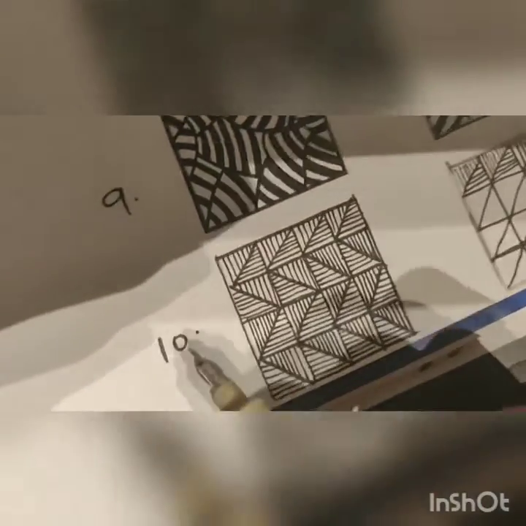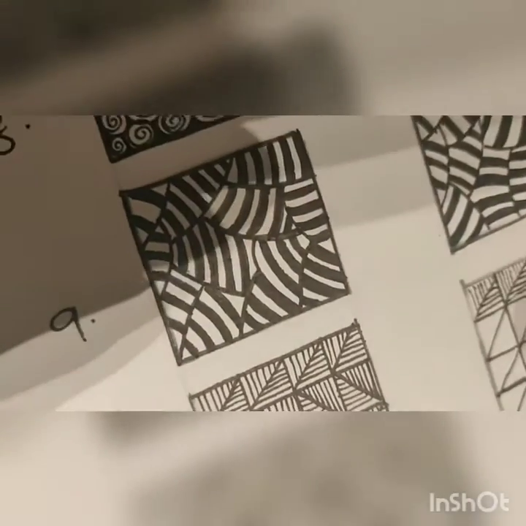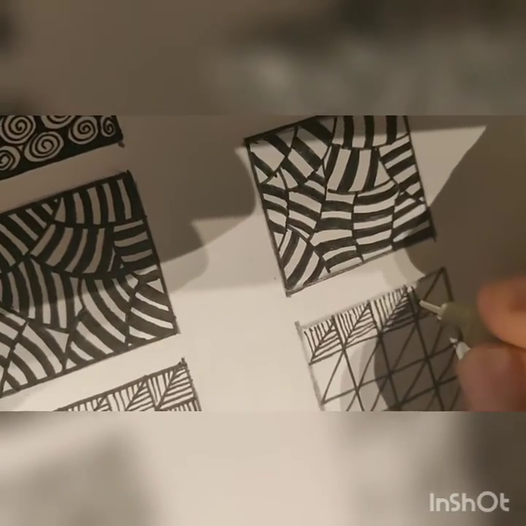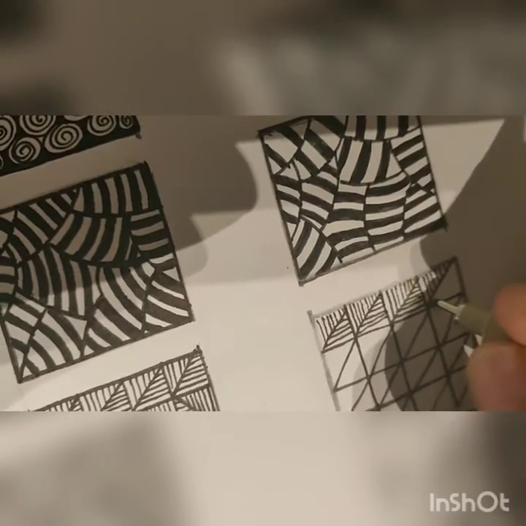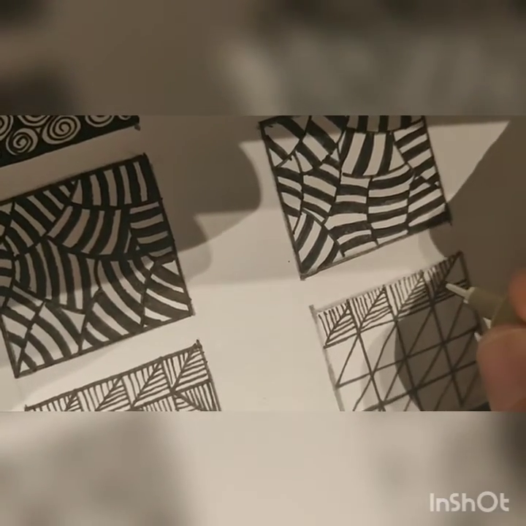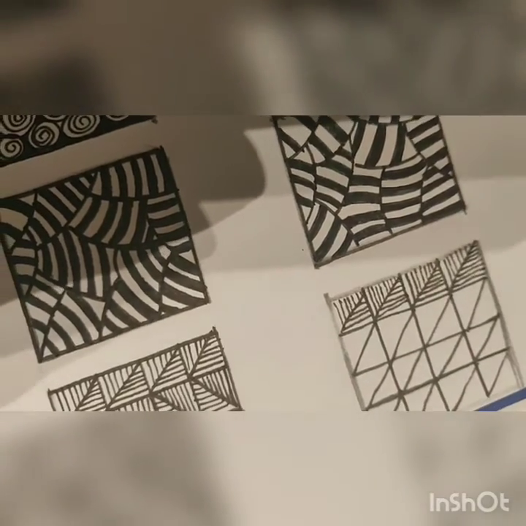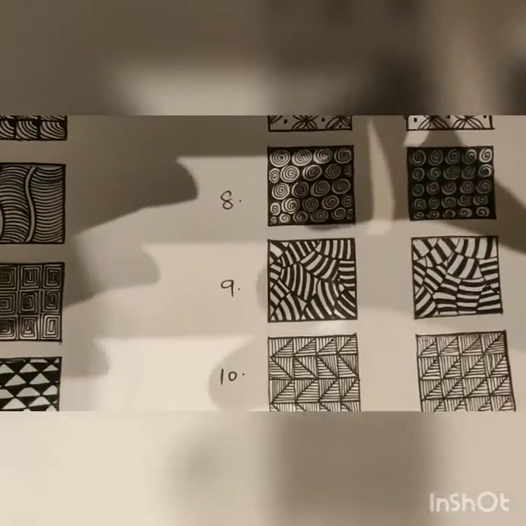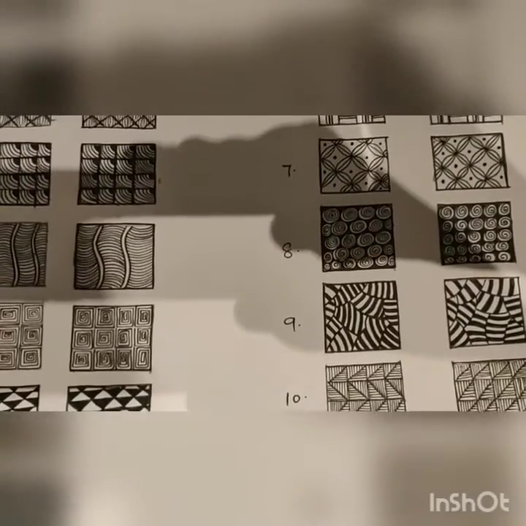So it gives a very good finishing. Okay, and any space you can use this pattern for any particular filling. So I'll come back after finishing this. So this is how all the 10 patterns will look like.